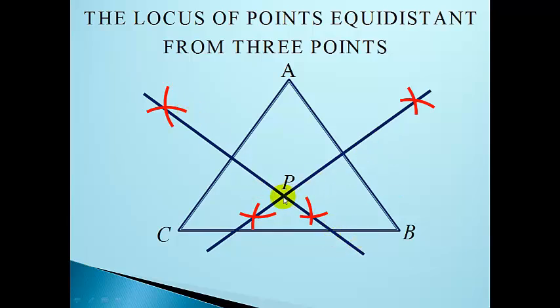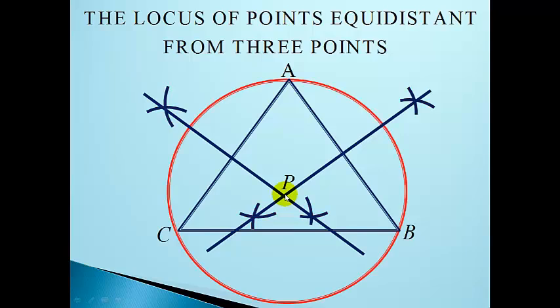Where the two lines meet, name it point P. With the help of your compass, stand at point P and open to any of the vertices, either A, B, or C, and describe your circle. You will have a circle that is passing through all the 3 vertices of the triangle. So that is the locus of point equidistant from 3 points.